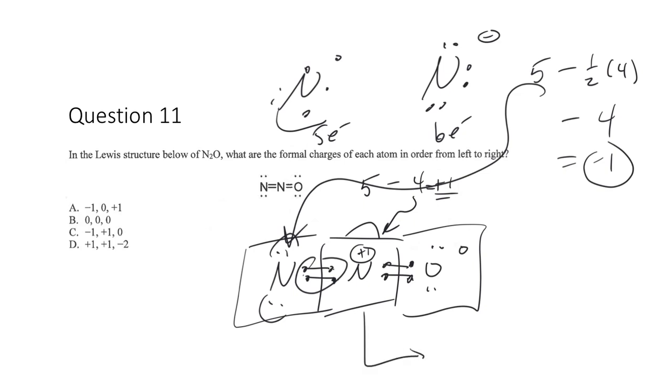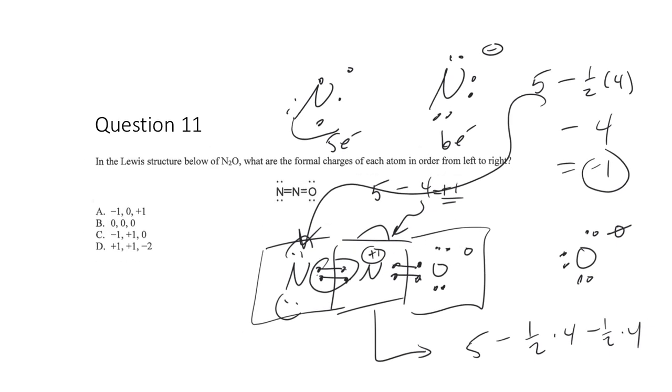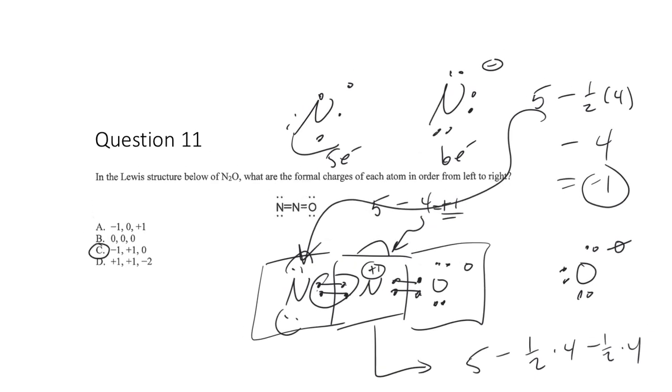If we do this approach for the second nitrogen, we'd have 5 minus a half times 4 minus a half times 4 for the two double bonds. So there's two ways of doing this: drawing a box, cutting the bonding pair electrons in half, keeping the non-bonding pairs on the atoms they're attached to, and then just counting and saying, okay, if I have this for O, what's the net charge? Just counting up the electrons. 6 should have 6, so that's where we get neutral. So minus 1, plus 1, 0.